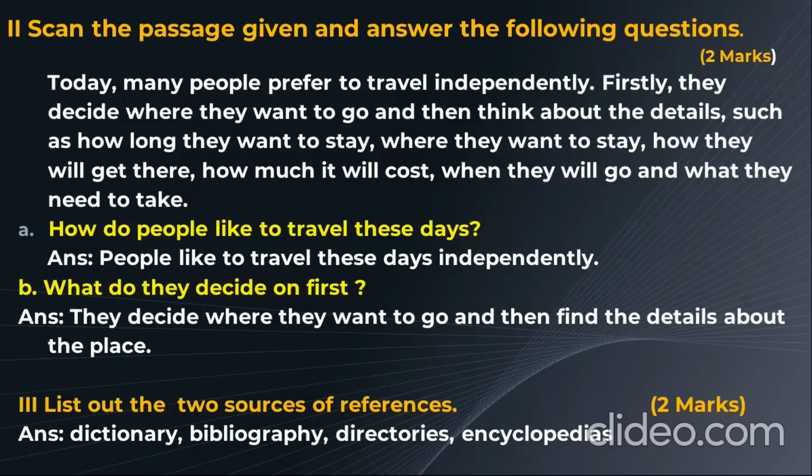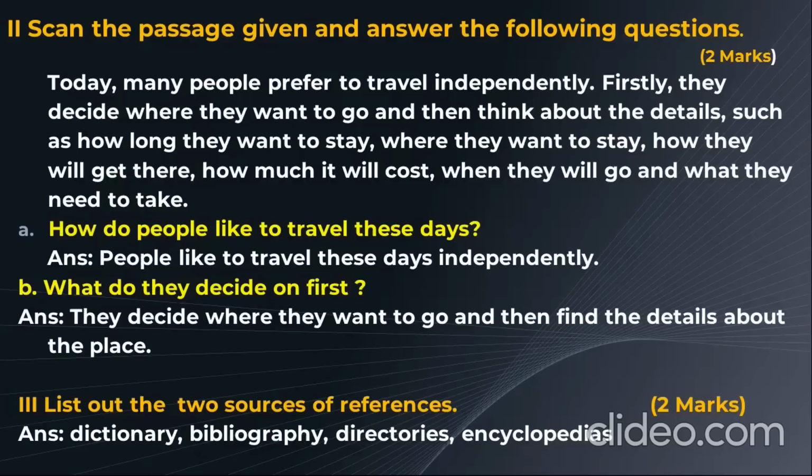So question number 1, how do people like to travel these days? After scanning the passage, we find the answer. People like to travel these days independently. Question number 2, what do they decide on first? After scanning the passage, we find the answer. They decide where they want to go and then find the details about the place.